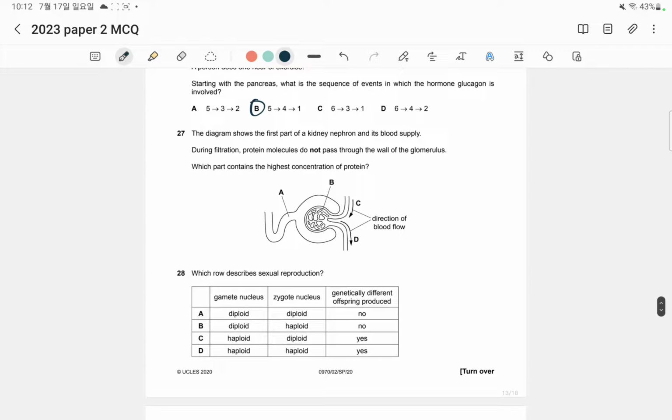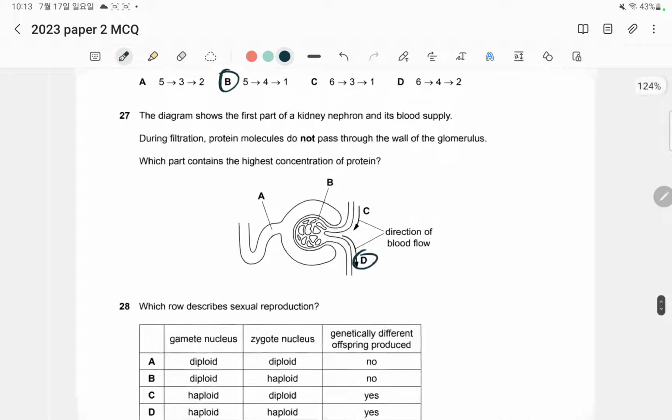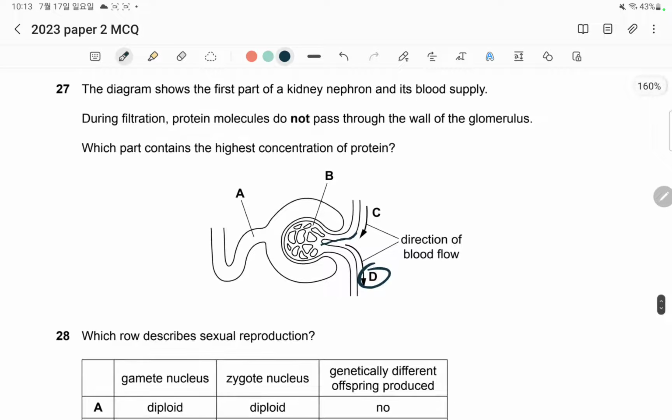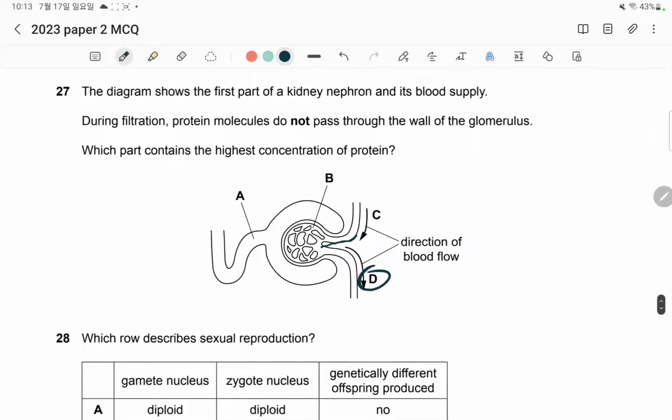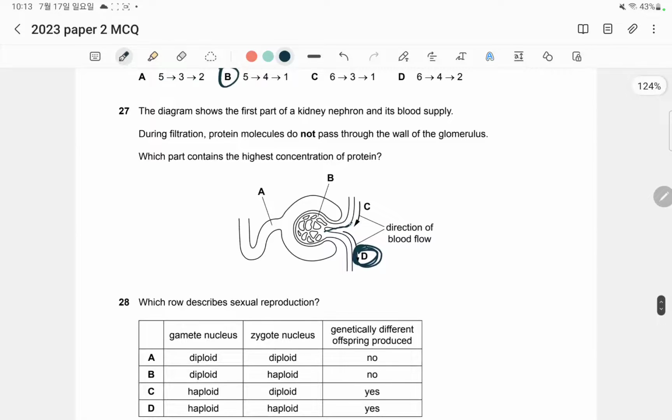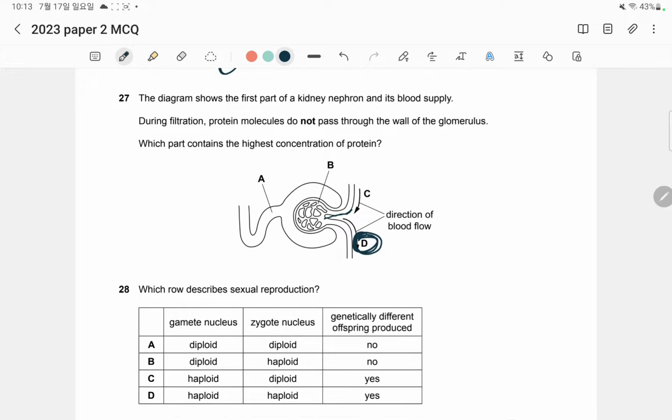So number 27. The correct answer would be D. This is because during ultrafiltration, the protein would not be able to pass because it's too large of a particle. So it would be the highest at D. It would not be able to enter the kidney nephron.